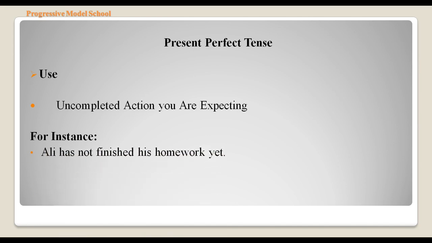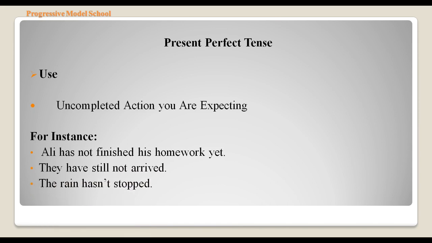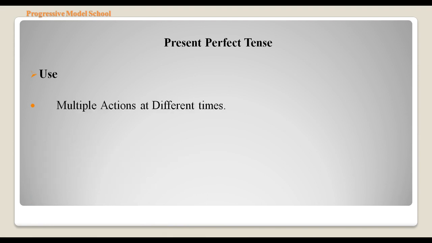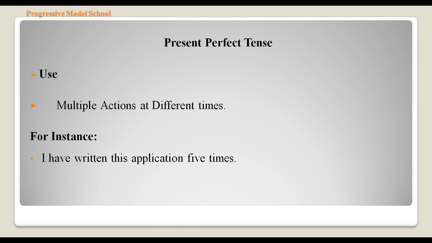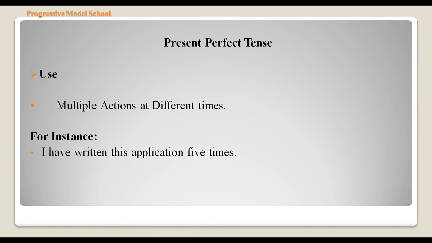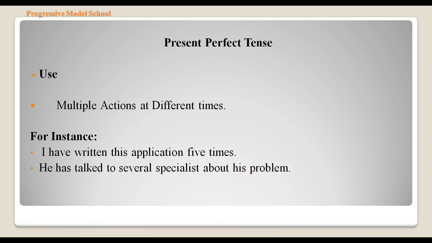Ali has not finished his homework yet. They have still not arrived. The rain hasn't stopped. We also use the present perfect to talk about several different actions which have occurred in the past at different times. Present perfect suggests the process is not complete and more actions are possible. For example, I have written this application 5 times. He has talked to several specialists about his problem. They have finished their course 3 times.